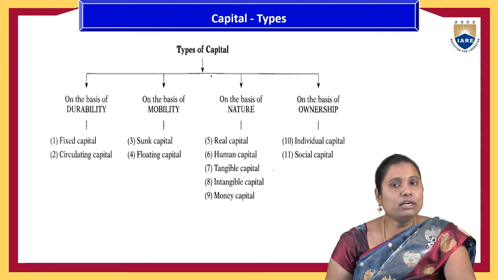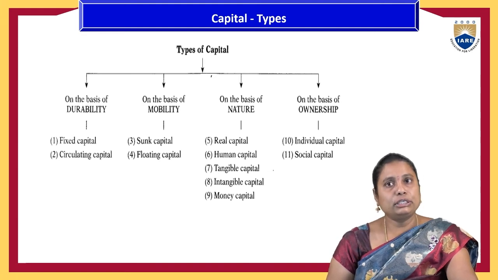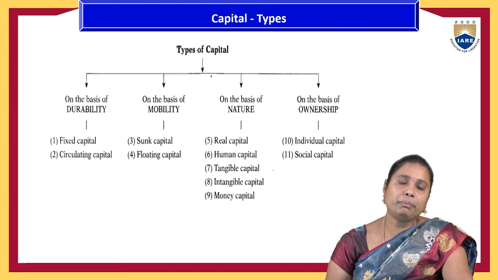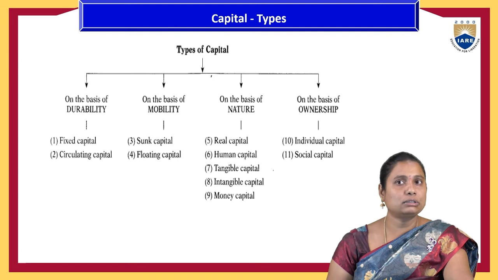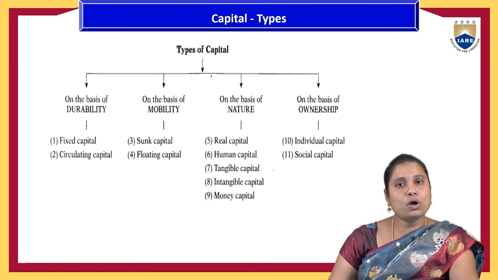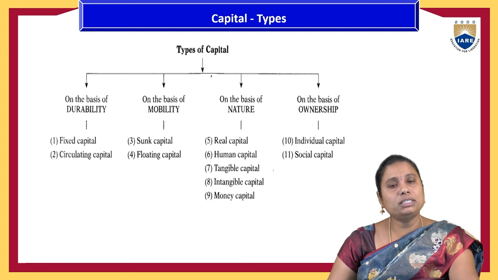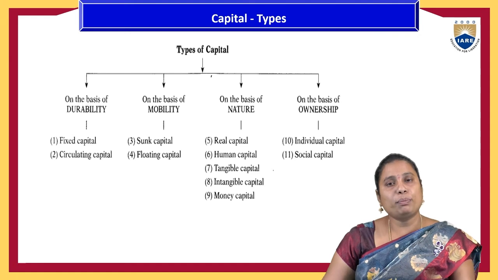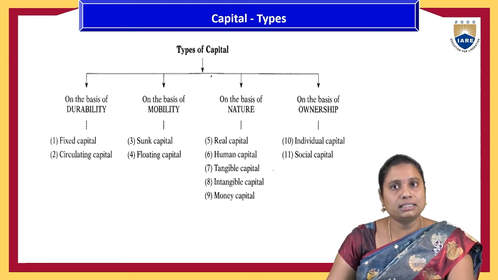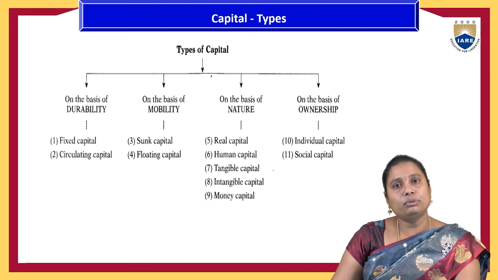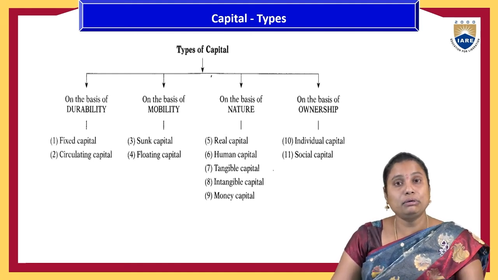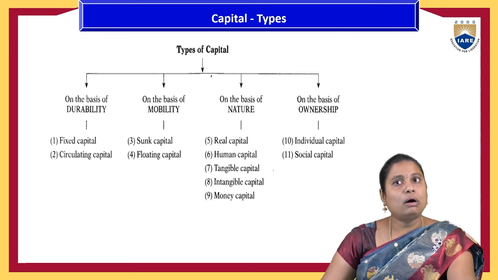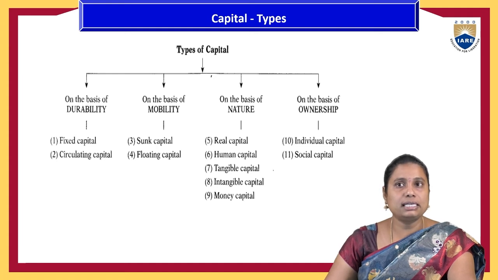And based on the mobility of capital, it is categorized into sunk capital and floating capital. Capital invested that may not earn returns is called sunk capital or non-recurring capital. For example, they have invested, they have started the business, and they are distributing under corporate social responsibility. They won't get any returns. That is called sunk capital. And the capital which returns again with benefits to the organization is called floating capital. And on the basis of nature, it is called real capital.